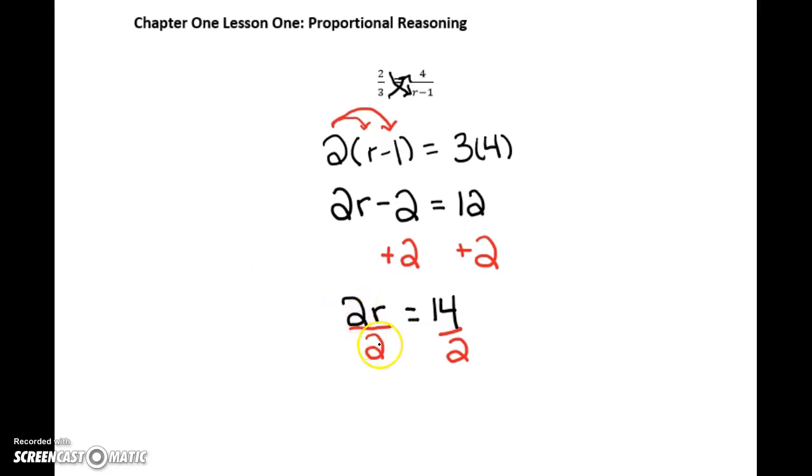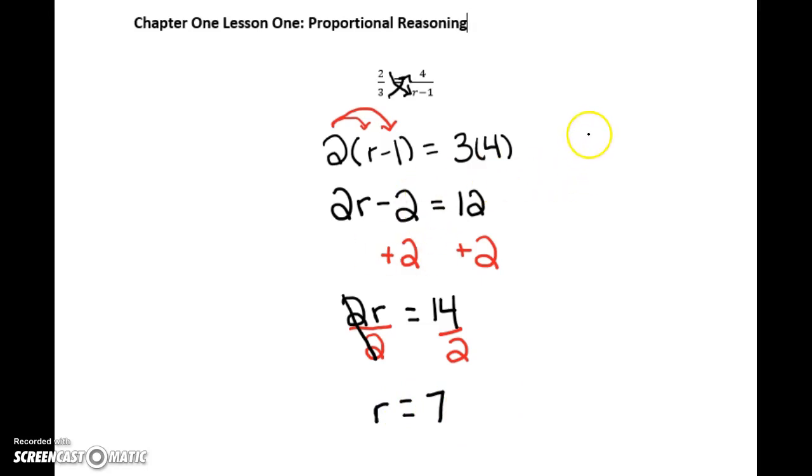So 2 divided by 2 is just 1. So you can write 1r, or I like to just write r. And that's equal to 14 divided by 2 is 7. So r is by itself, which means that r is equal to 7.